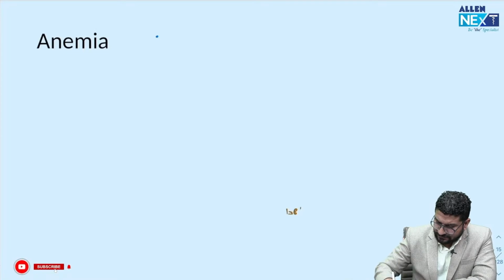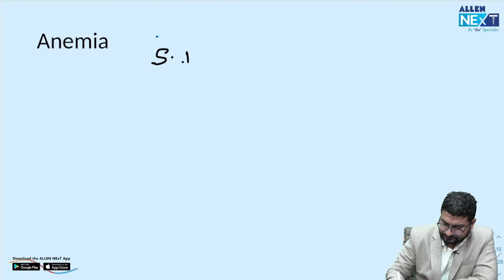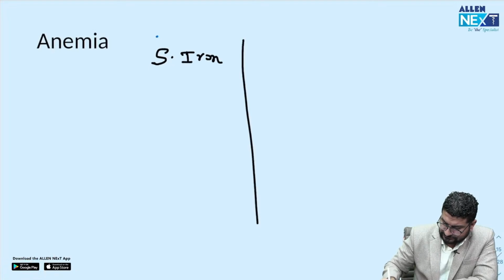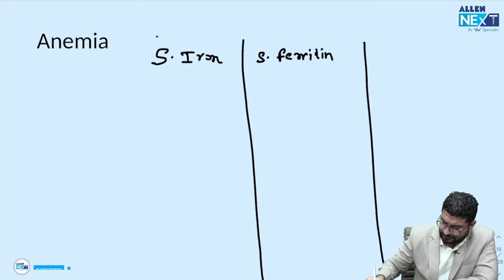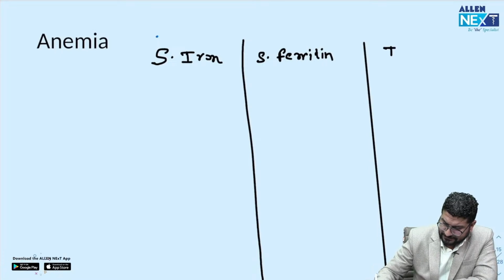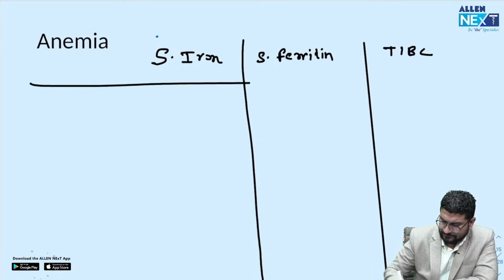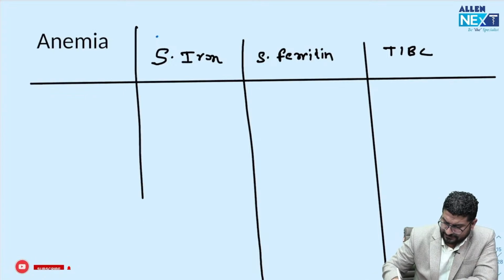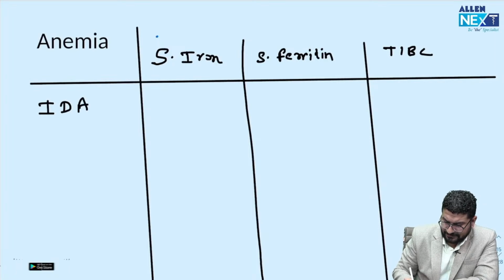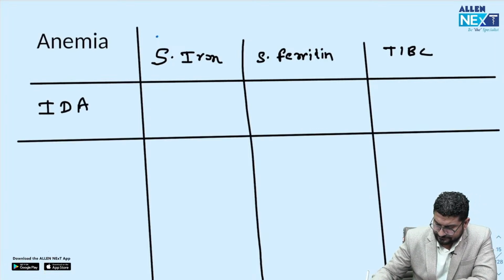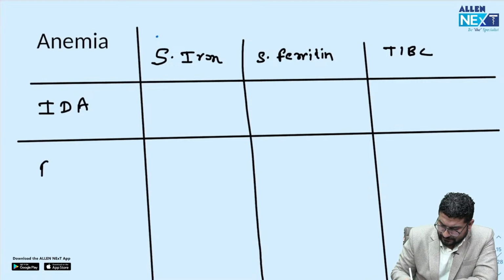Basically they want you to differentiate iron study. They will ask you about serum iron, serum ferritin, and they can ask you about TIBC. TIBC is total iron binding capacity. So again here we have to differentiate 3 main anemias. First will be your IDA, iron deficiency anemia. Then we can have AOCD, and we can have sideroblastic anemia.